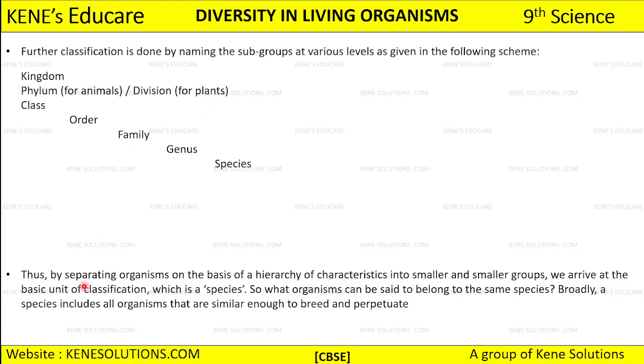Thus, by separating the organisms on the basis of a hierarchy of characteristics into smaller and smaller groups, we arrive at a basic unit of classification. And what is that basic unit of classification that we arrive at the end? That is species. So what organisms can be said to belong to the same species? Species includes all the organisms that are similar enough to perpetuate and breed.